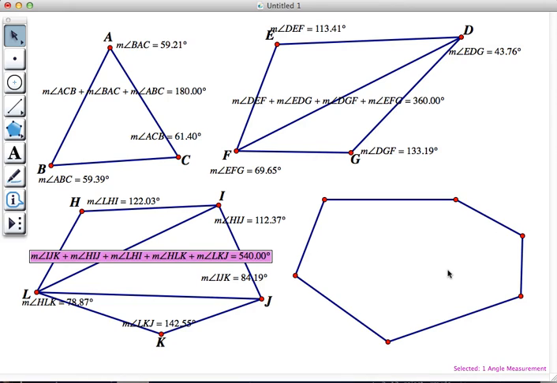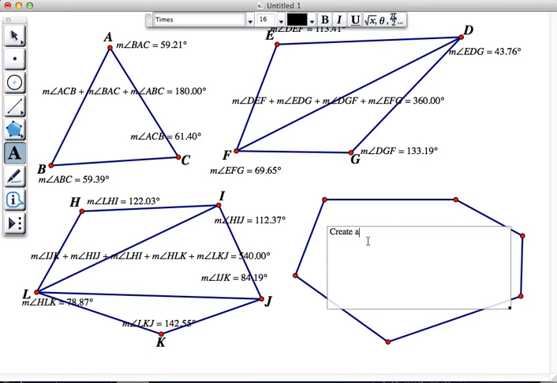Instead of just measuring out all the angles using the computer, your assignment is going to be this: create a formula for the sum of the interior angles in a convex polygon based on the number of sides that polygon has.